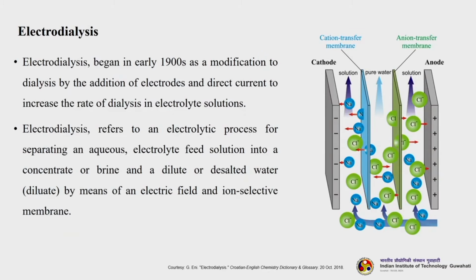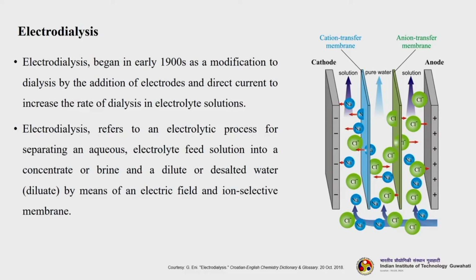Now, let us discuss electrodialysis, what is its concept. Look closely at this particular figure. Electrodialysis actually began in the early 19th century as a modification of dialysis by the addition of electrodes. We have discussed what dialysis is. Now, just imagine that dialysis is happening in the presence of an electrical gradient, and there are two electrodes present, one cathode and one anode. Why do we do that? To increase the rate of dialysis for an electrolyte solution.